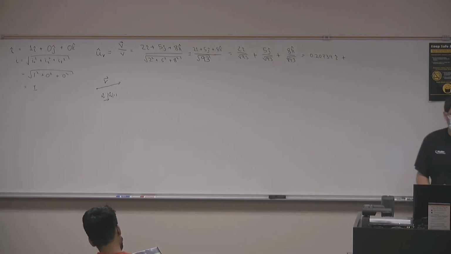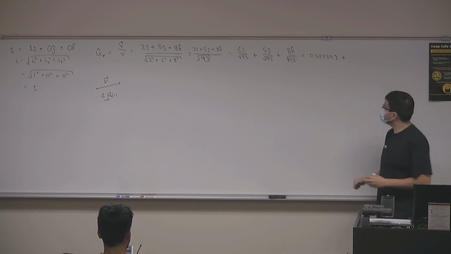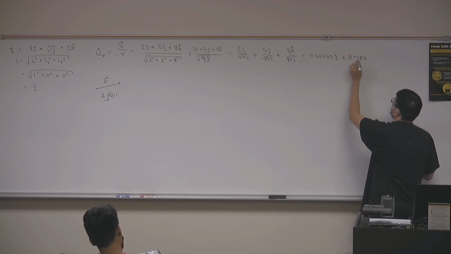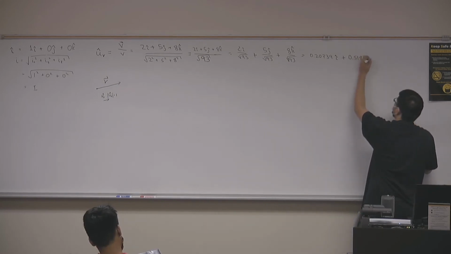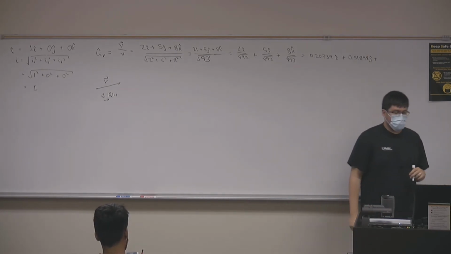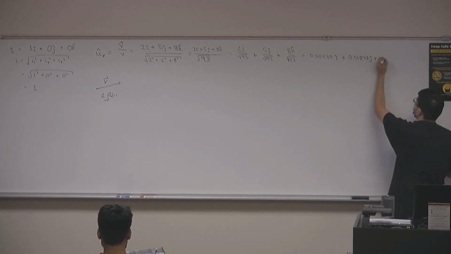Somebody else. 0.5185. Oh, you said 5 decimal places? Yeah. 0.51848. All right, let's do 8 over square root of 93. Somebody else. 0.82956. Okay.